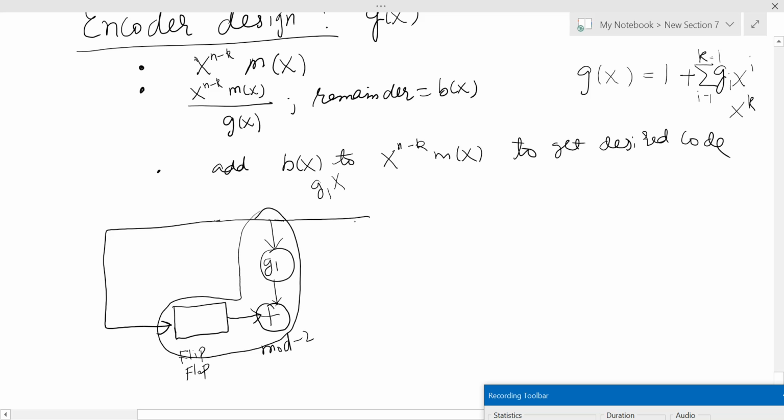Similarly, if you put another flip-flop here, and if g2 here, so this becomes equivalent to g2 x. Okay, and so on and so forth.